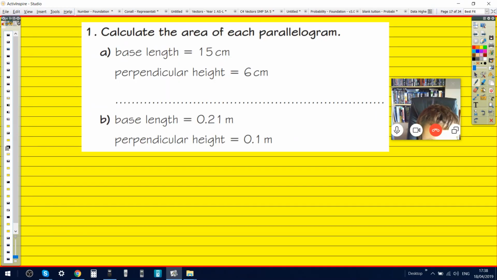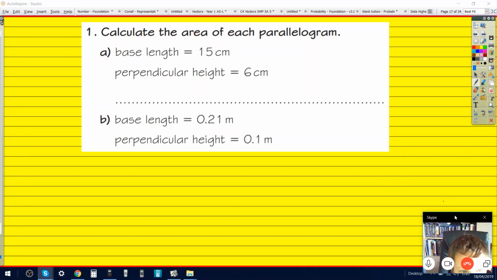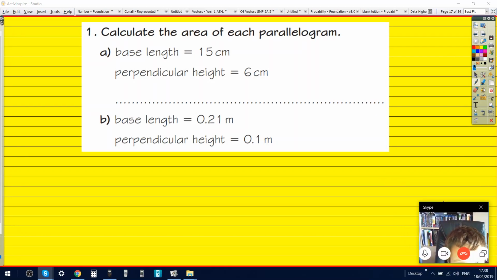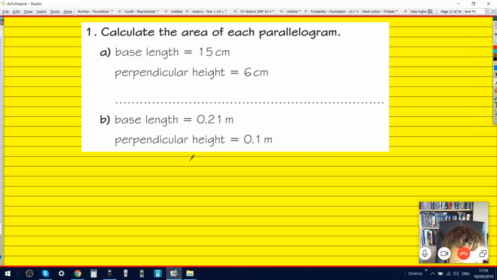Okay, any idea how we do this? So calculate the area of each parallelogram. So base length is 15 centimeters. So you may not know already how to do these. Do you already know how to find the area of a parallelogram? I don't remember how to. Area of a parallelogram is base times height. Oh yeah, I remember now. I remember you saying that last week. So base times height. Okay.